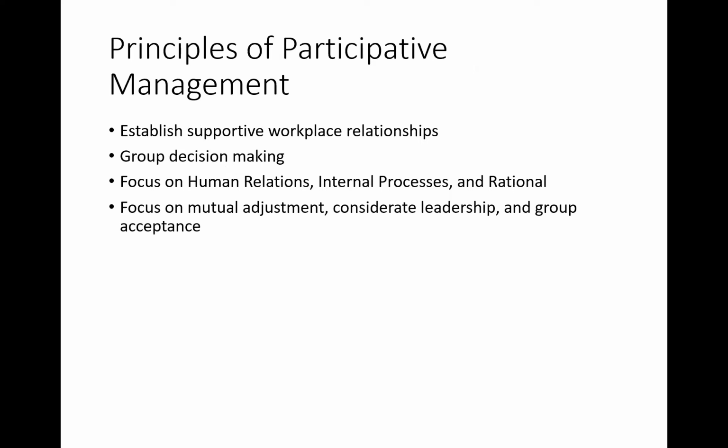So in order to carry out participative management in an organization, obviously you need to, number one, establish supportive workplace relationships between employees and employers. You need to allow groups to engage in decision-making. You need to allow people within those groups to have decision-making authority. So a delegation of that decision-making authority down throughout the organization. Very much more what, again, Follett would have referred to back in the 1920s as a democratic type of organization.